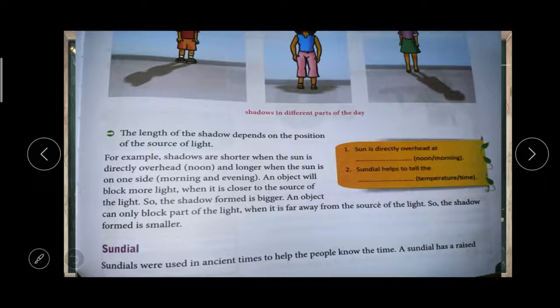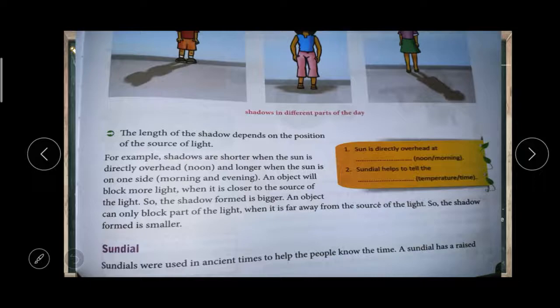Okay, so an object will block more light when it is closer to the source of the light, so the shadow formed is bigger. We can block more light when it is close to the source of the light. If the sun is in front of you or behind you, we can block more light, so the shadow is bigger. But if it is at the top of the head, we cannot block so much of the light, so it looks like a shorter shadow.